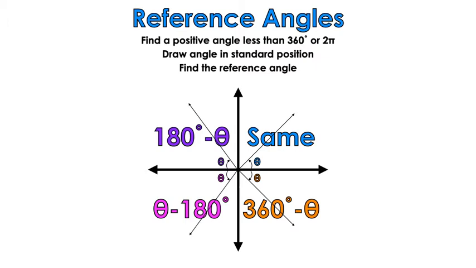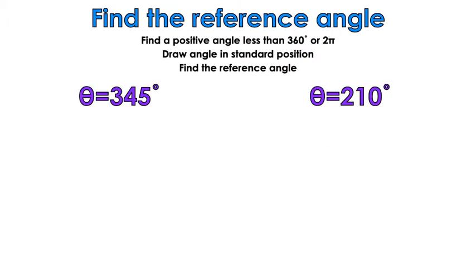If you got an angle that was in quadrant number 4, the orange quadrant, you would do 360 minus theta. And then the pink quadrant, theta minus 180. And we'll talk about what that means. But take a picture of this. You're going to need this information. Screenshot something.